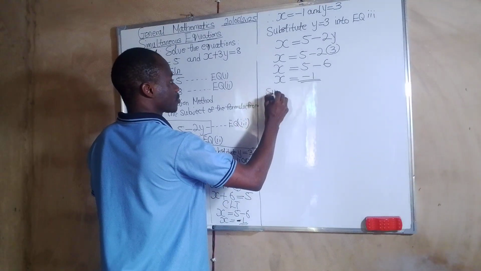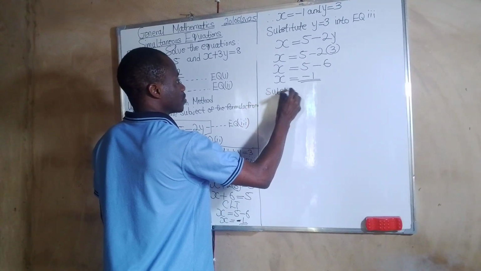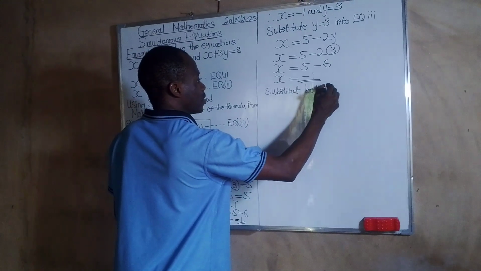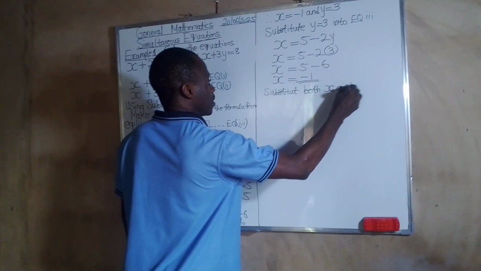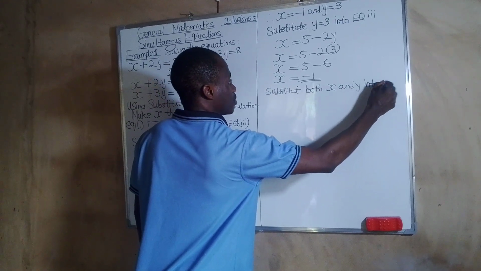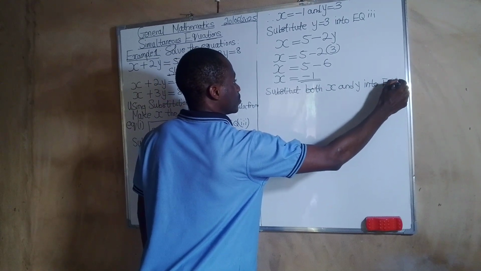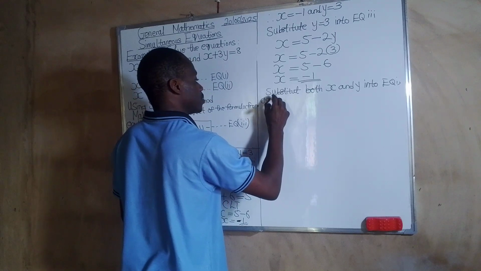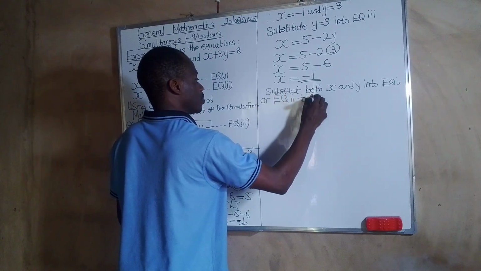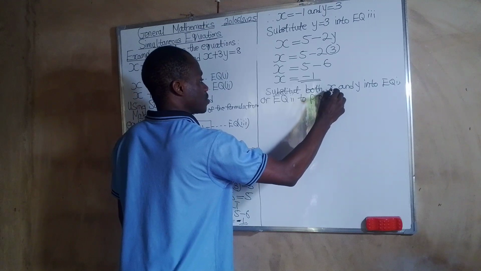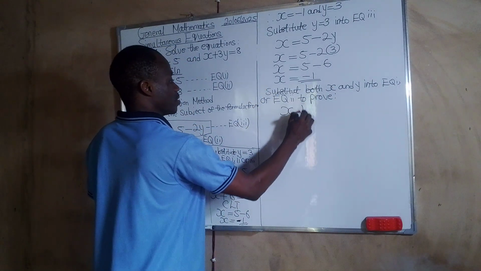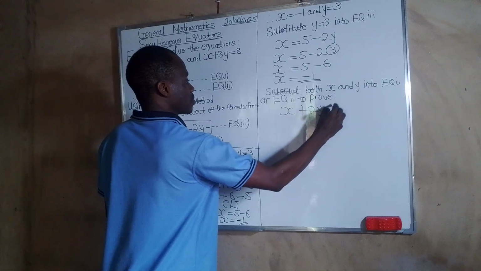Substitute both x and y into equation 1 or equation 2 to prove. We call this to prove if our answer is correct. So we say x plus 2y is equal to 5 as equation 1.